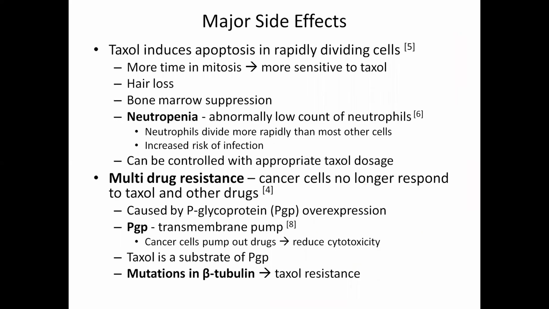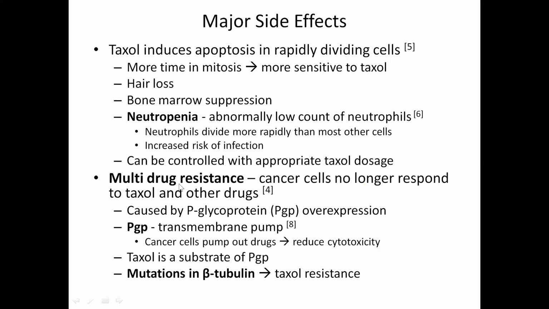The major side effects of Taxol are mainly due to Taxol inducing apoptosis in rapidly dividing cells. Rapidly dividing cells will spend more time in mitosis, which makes them more sensitive to Taxol. For example, hair cells, which leads to hair loss, and blood cells and bone marrow, which leads to bone marrow suppression. Neutropenia is very important in that it is the abnormally low count of neutrophils. That can lead to an increased risk of infection because your immune system will be down. And all these side effects can be controlled with the appropriate Taxol dosage.